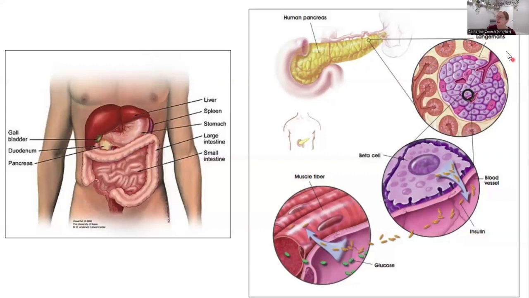And in your pancreas, you have several different types of cells. One of them is called the islet of Langerhans, which is just a great name. And inside there, you have beta cells. You also have alpha cells, but they do something different. Beta cells produce insulin.